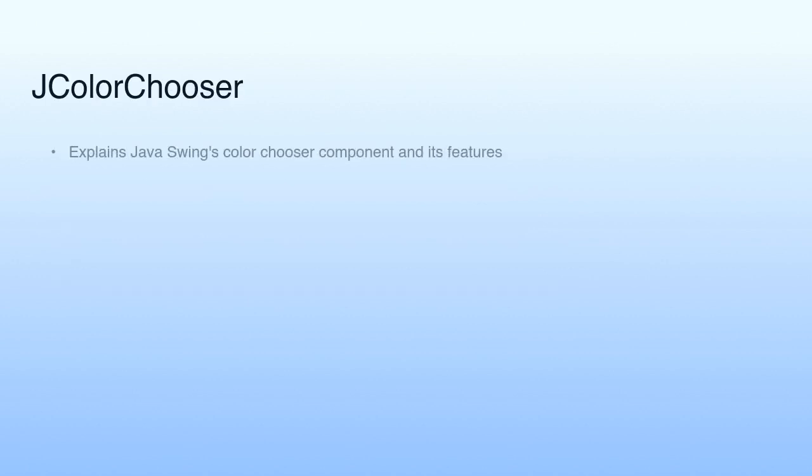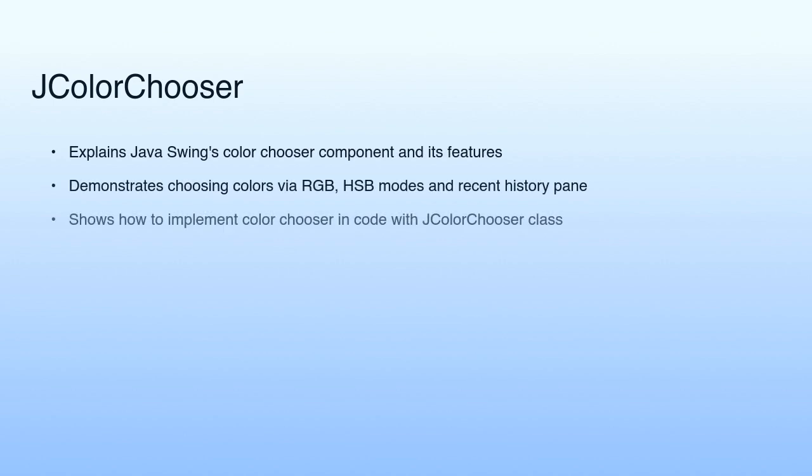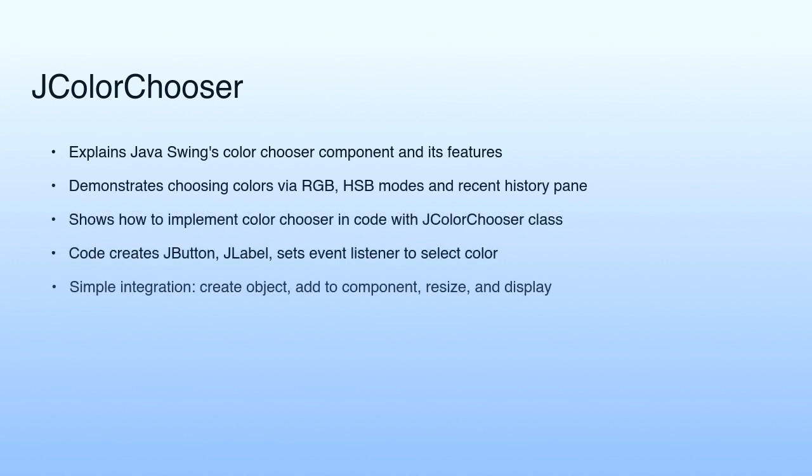Color chooser allows users to visually select colors via RGB or HSB modes and a recent color history pane. The code demonstrates implementing a color chooser using the ColorChooser class by creating a button and label, setting an event listener to select the color, and integrating the color chooser into the component.